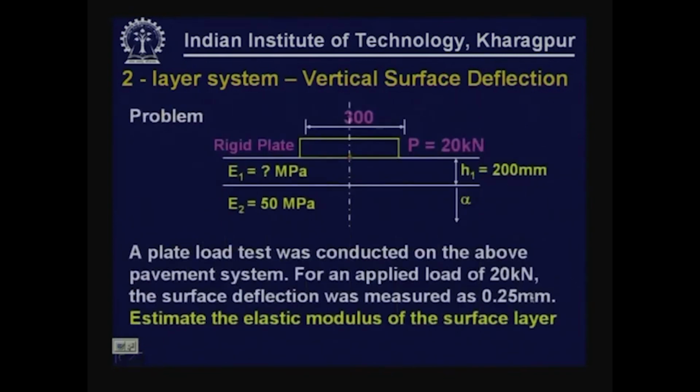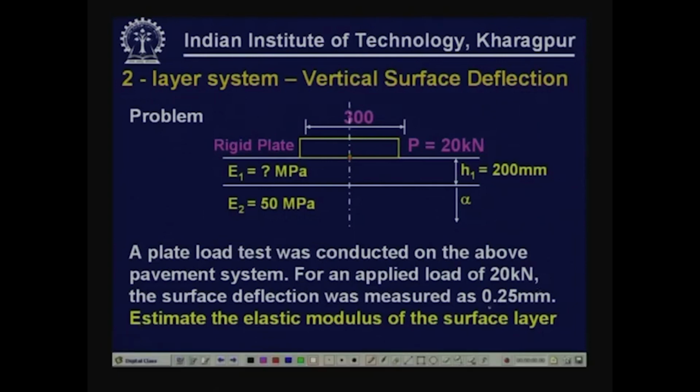Let us take up a problem and make use of this information of calculating surface vertical deflection. Here again we have a similar system, load plate 300 millimeter diameter, load applied is 20 kilonewton, this is a rigid plate, E2 is 50 MPa, thickness of the pavement is 200 millimeter. We are trying to find out value of E1. So, we have conducted a plate load test on this pavement. This is a rigid plate. So, for the applied plate load of 20 kilonewton, the surface deflection measured was, let us say, 0.25 millimeter. So, we are trying to estimate the elastic modulus value of the surface layer.